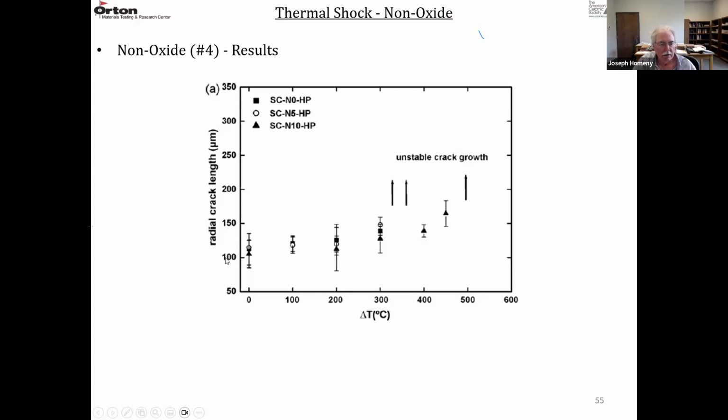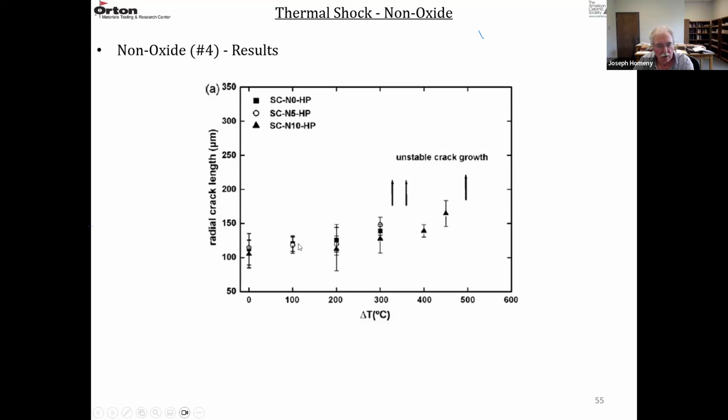So in this indentation thermal shock test, the results are plotted like this. This is the radial crack length, and this is the delta T. This is for the hot press samples at 0, 5, and 10% silicon nitride. The initial crack they put in, and these are half crack lengths, was about 100 microns.